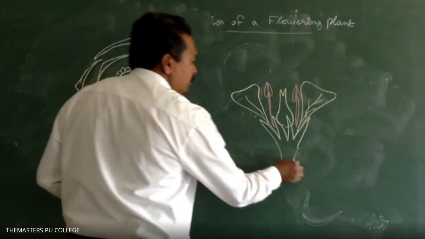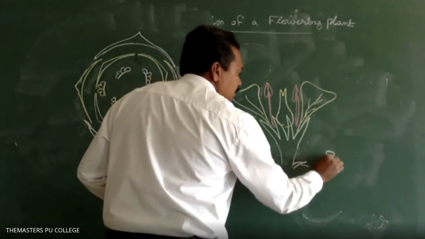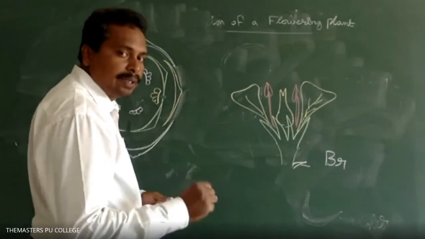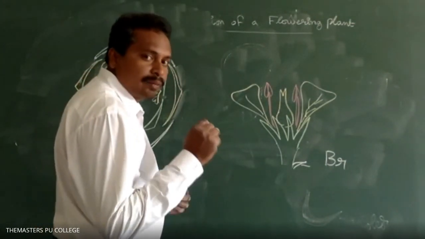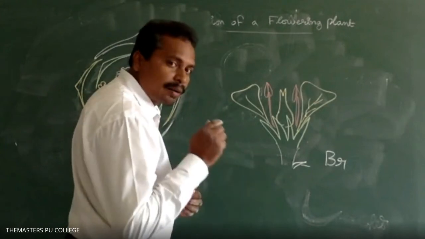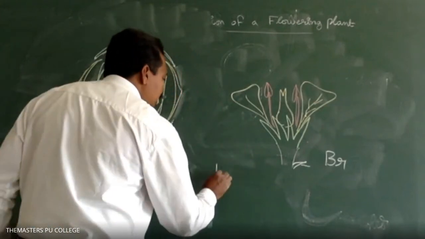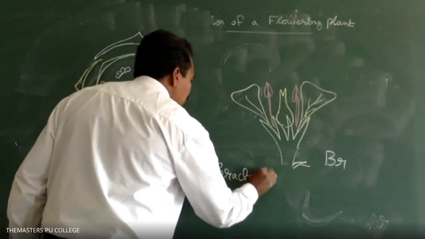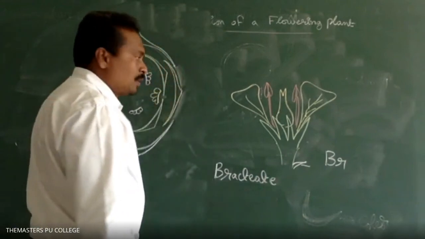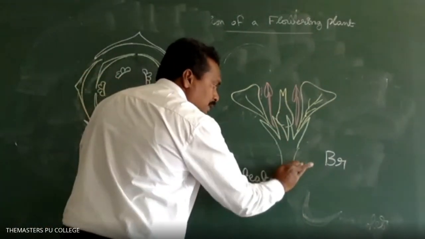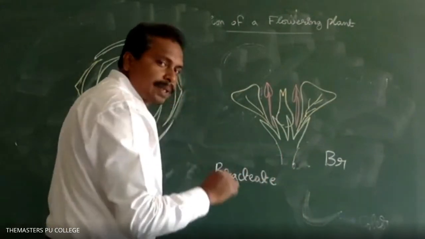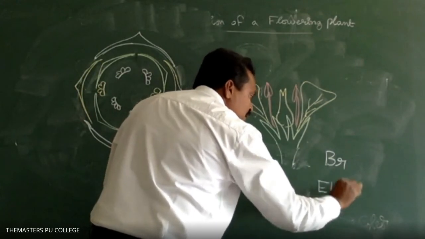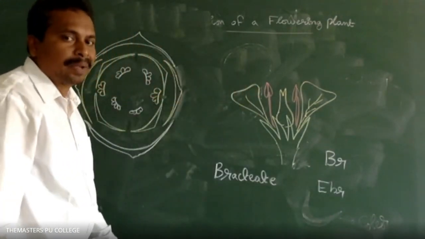If the flower has a bract, that flower is represented as Br, and the two letters represent the bracteate flower. If the bract is absent, the flower is denoted as Ebr, ebracteate.